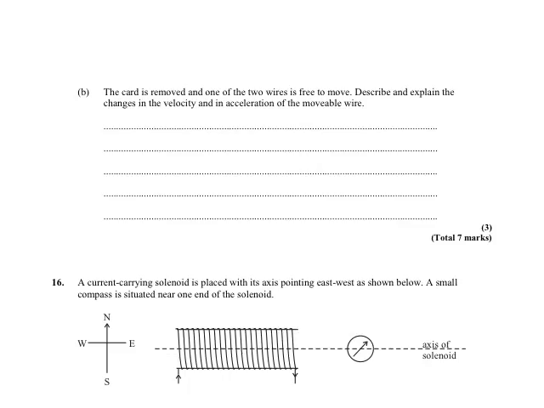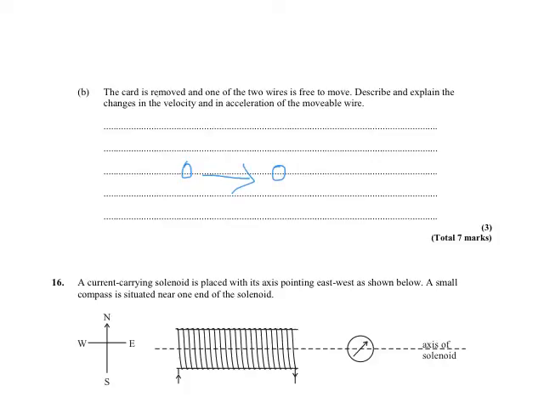This is one of those horrible waffly IB questions. Let's have a look if we can make some sense of it. The card is removed and one of the two wires is free to move. Describe and explain the changes in velocity and the acceleration of the movable wire. So this is our bird's eye view from the top of the wires. One of them is free to move and it starts to pull closer together.